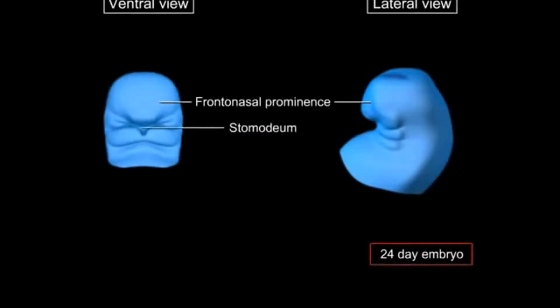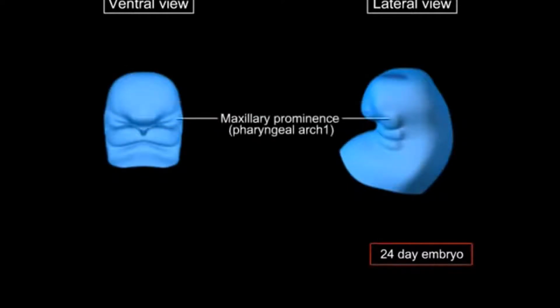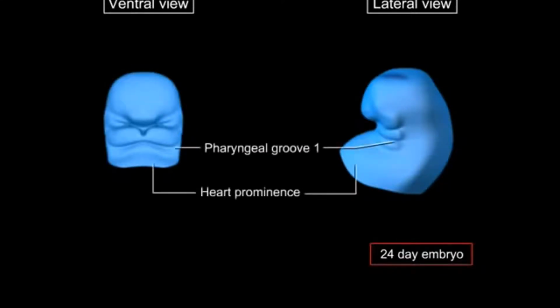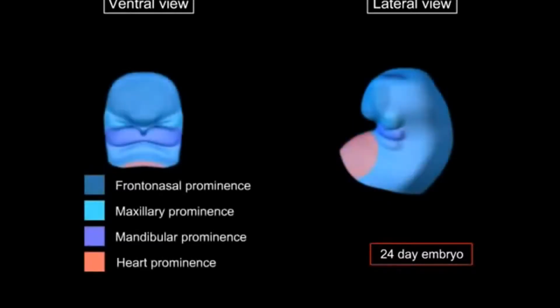By the end of the fourth week, 5 primordial swellings consisting primarily of neural crest-derived mesenchyme appear around the stomodeum and play an important role in the development of the face. The single frontonasal prominence appears ventral to the forebrain. The paired maxillary prominences form from the cranial part of the first pharyngeal arch. The paired mandibular prominences develop from the caudal part of the first pharyngeal arch.